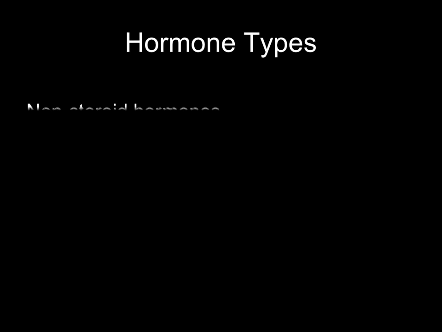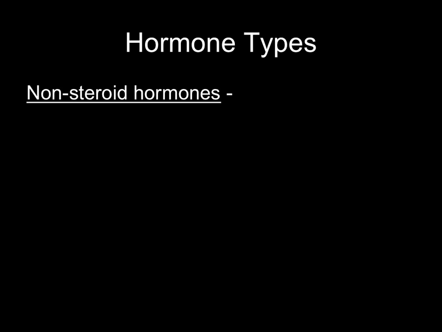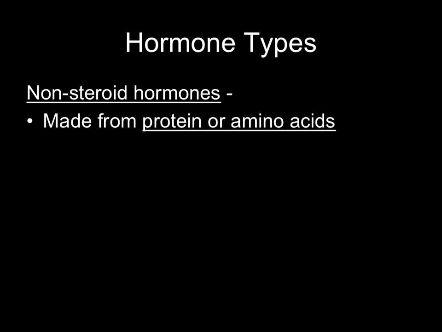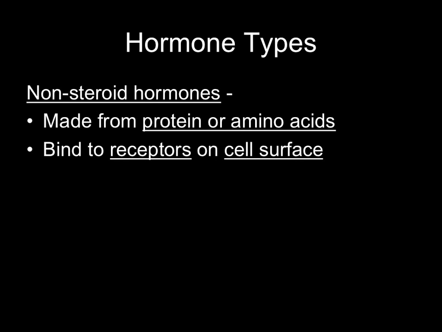In terms of the non-steroid hormones, their method is a little bit different. Non-steroid hormones are made up of full proteins or even just small chains of amino acids, not a full protein that's all folded. Now, because these are not made up of fats or fat soluble, they cannot pass through the membrane. So the receptors for these hormones are on the cell surface, not in the cytoplasm of the cell.